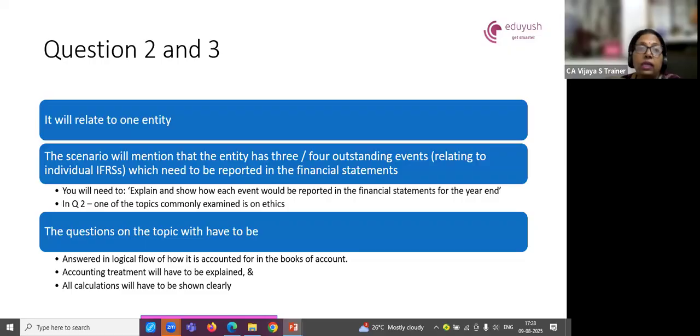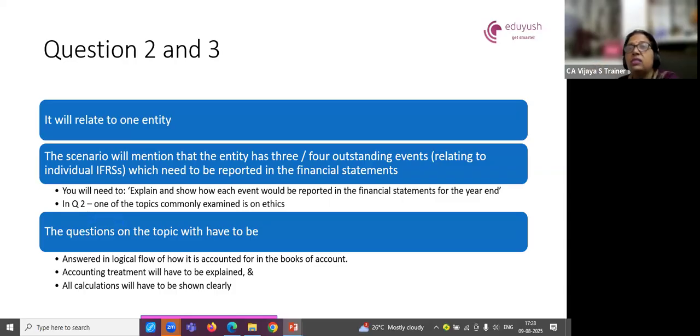Okay. So technically in this requirement, we will have to talk of the recognition criteria, the initial recognition, then initial valuation, and then after initial measurement, subsequent measurement, then presentation. All these will have to be mentioned in your answer. So how to go about it, we'll discuss as we proceed, but that's your exam strategy of how to write answers.